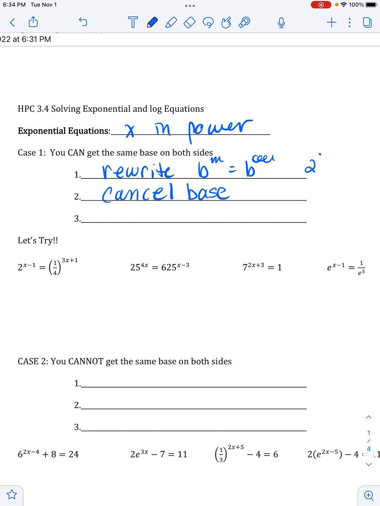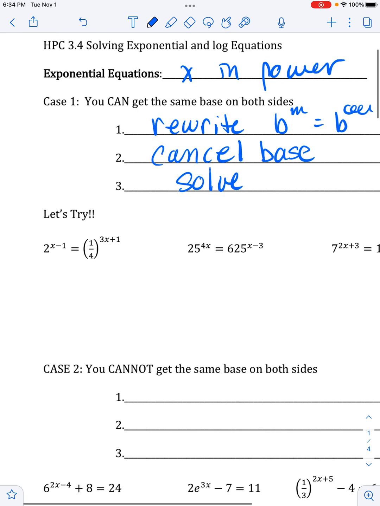So for example, if you have 2 to the x equals 2 to the third, the only way those are going to be equal is if x is 3. So you'll just solve whatever remains, the equation that was in the powers. So let's just try this.